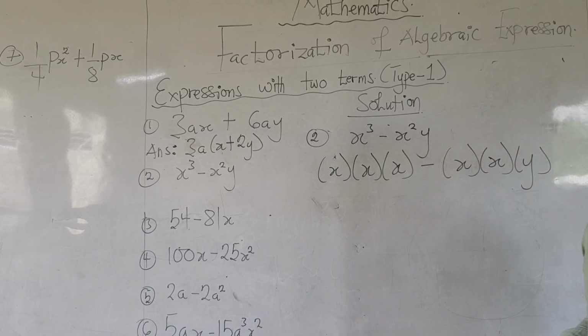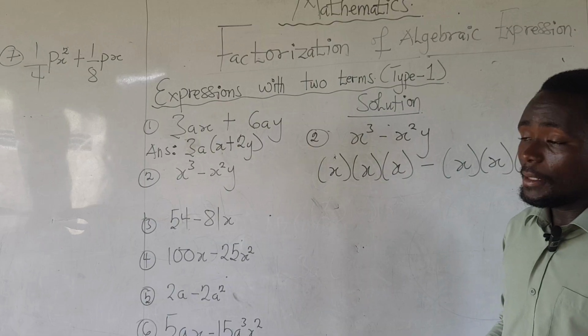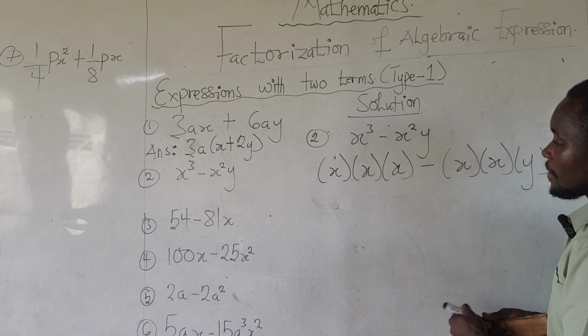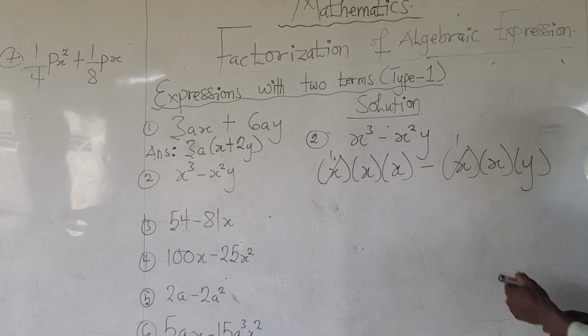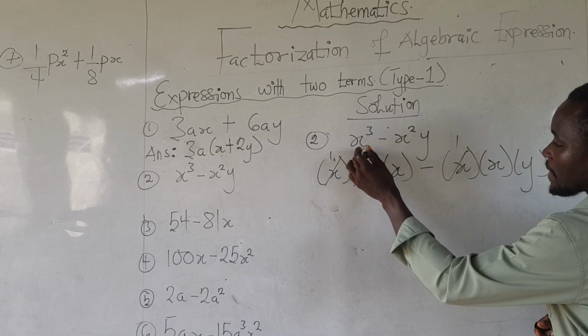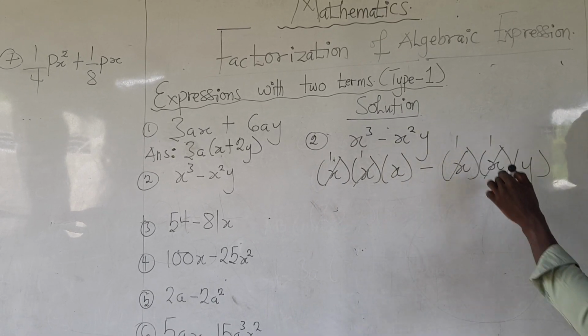Now our next step is to identify the common terms. I'm just going to identify the common term. Here I have x there, leaving 1. Here too, I have another x there. Here I have another x there, leaving another x there.